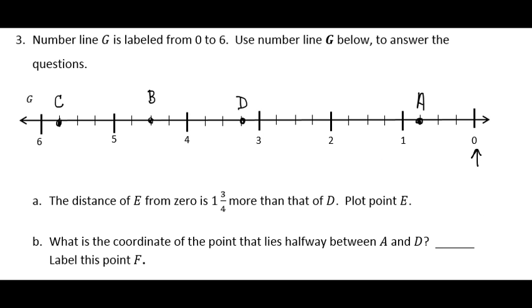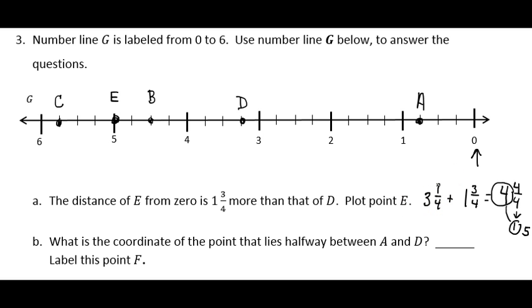This one says the distance of E from 0 is 1 3/4 more than that of D, and we are to plot point E. Well, D's coordinate was 3 1/4. If I need to go 1 3/4 past that, it's the same thing as adding 1 3/4. I'll start by adding my whole numbers. 3 plus 1 is 4. 1/4 plus 3/4 is 4/4, and 4/4 is the same as 1 whole. So 4 and 1 would equal 5. So that means that point E gets plotted at 5.